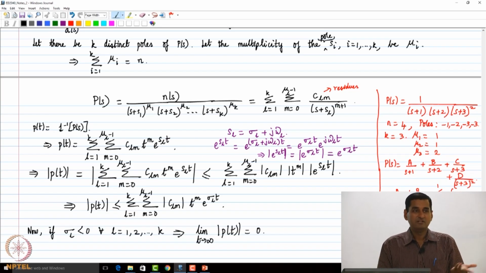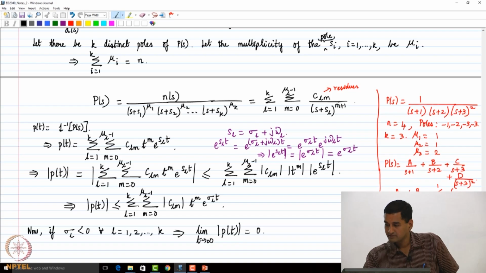Let's say there are k distinct poles. k can be less than or equal to n, right? So whatever poles are there, all poles must have negative real parts. Or in other words, we should have all poles lying in the left of the complex plane.